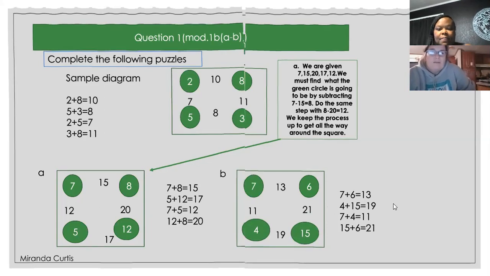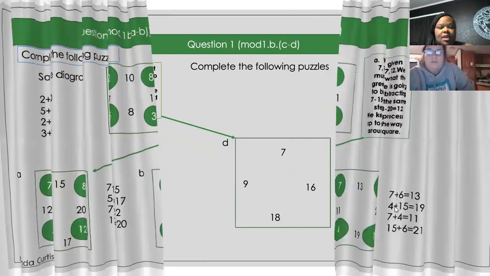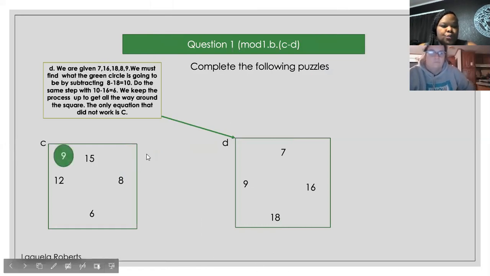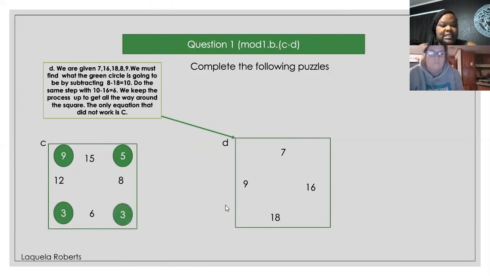So, Miss Dominique, complete the following puzzle. It is coming up next to you. All right. As Miranda just told us on our last one, we're going to do the exact same thing, okay? So what you're going to do here, with C, we're going to do 9 and 5 gives us 15. 9 and 3 gives us 12. 3 and 3 gives us 6. And 5 and 3 gives us 8. So that's no solution, all right?